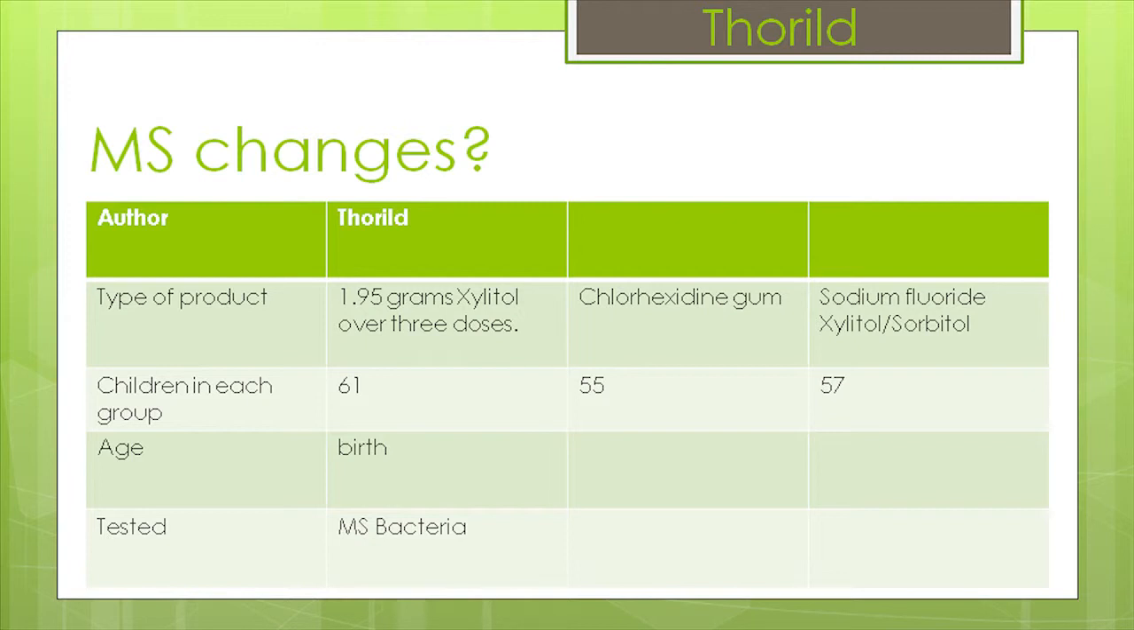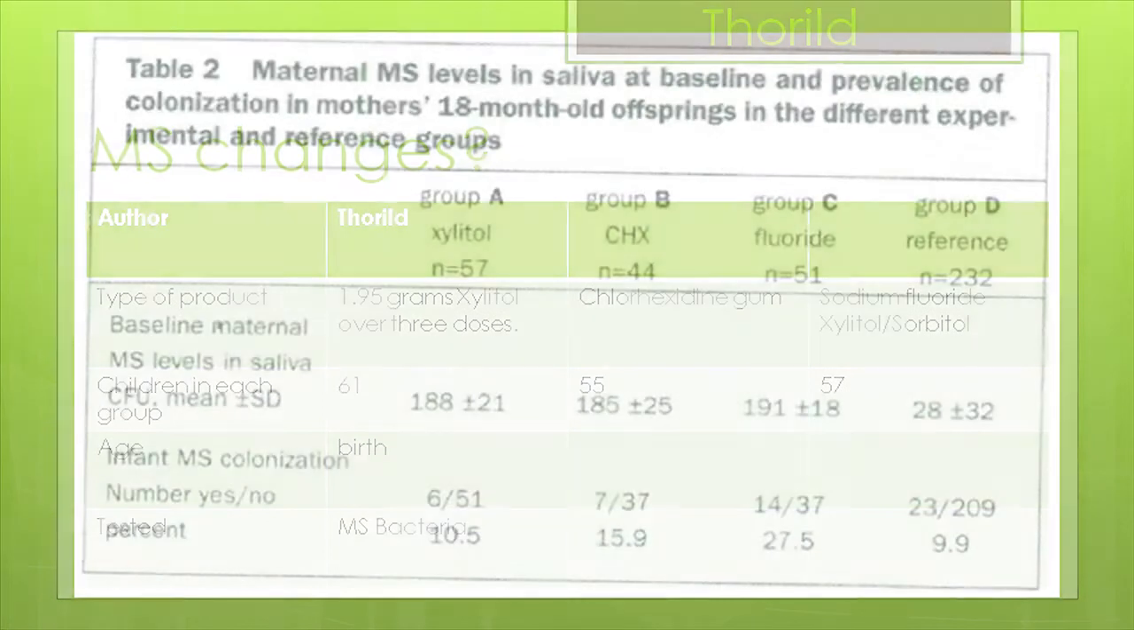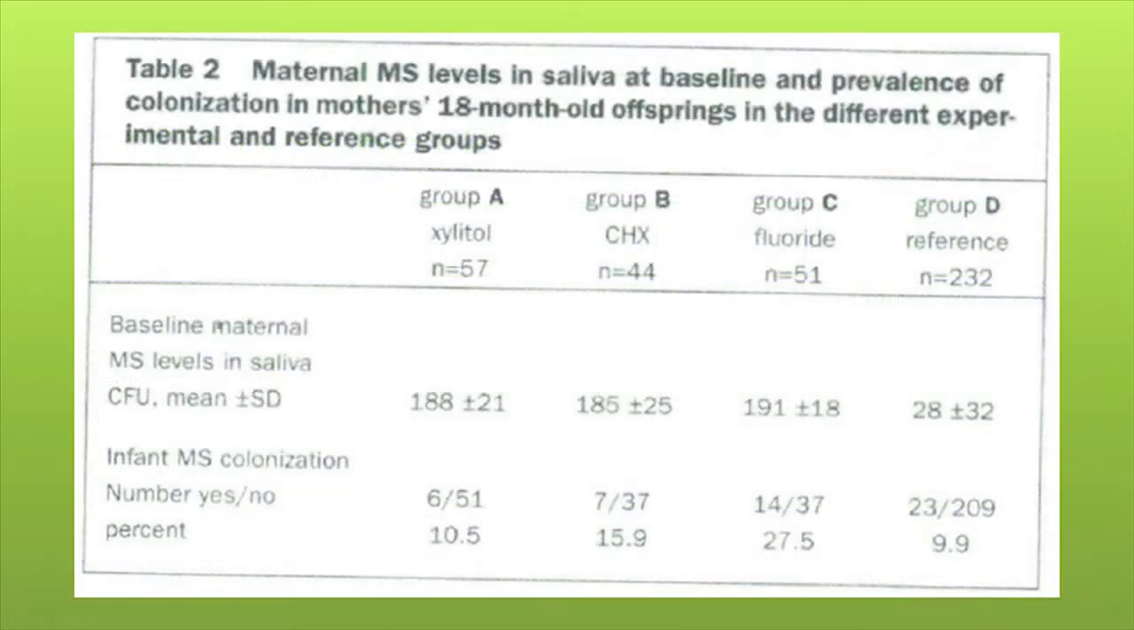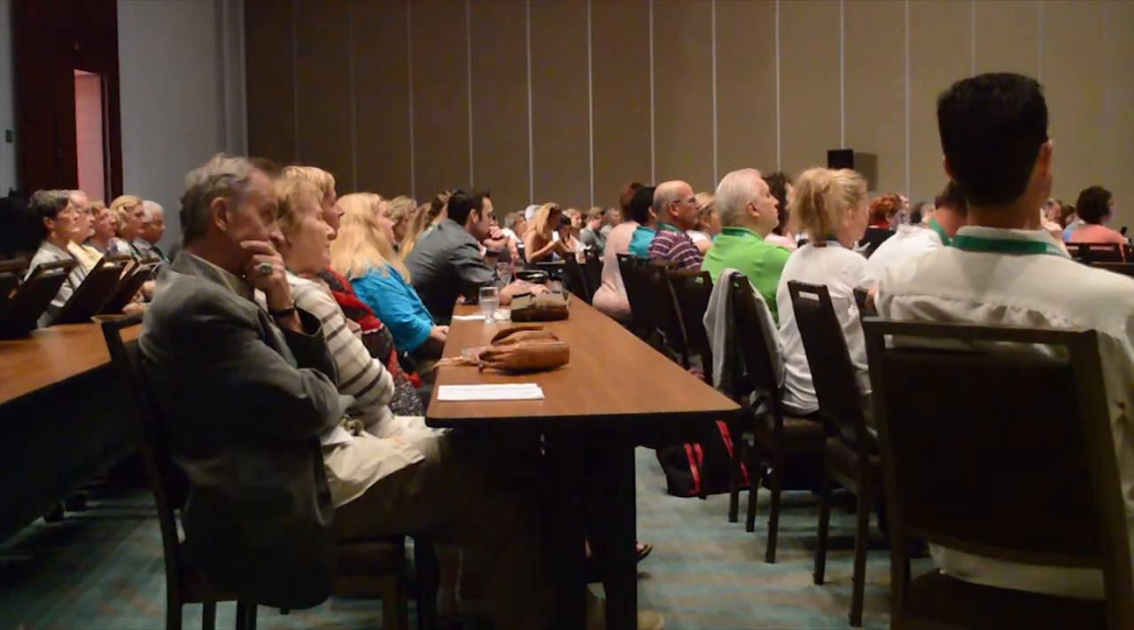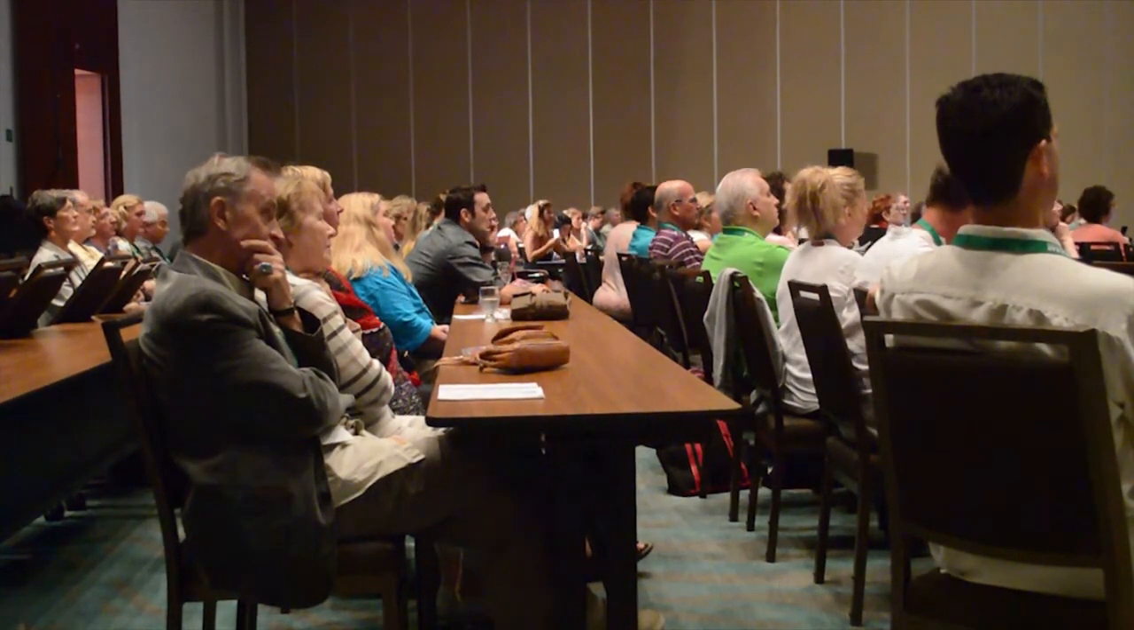And what you can see down below, again, is the delayed transmission of the mutans streptococci in the xylitol group. So at 18 months, only 10.5% of the xylitol group had mutans streptococci colonization, and that's a lot lower than the other groups. Again, it's less likely for the children in the xylitol groups with the mothers that took the xylitol to have mutans streptococci. But what we're most interested in is dental decay.